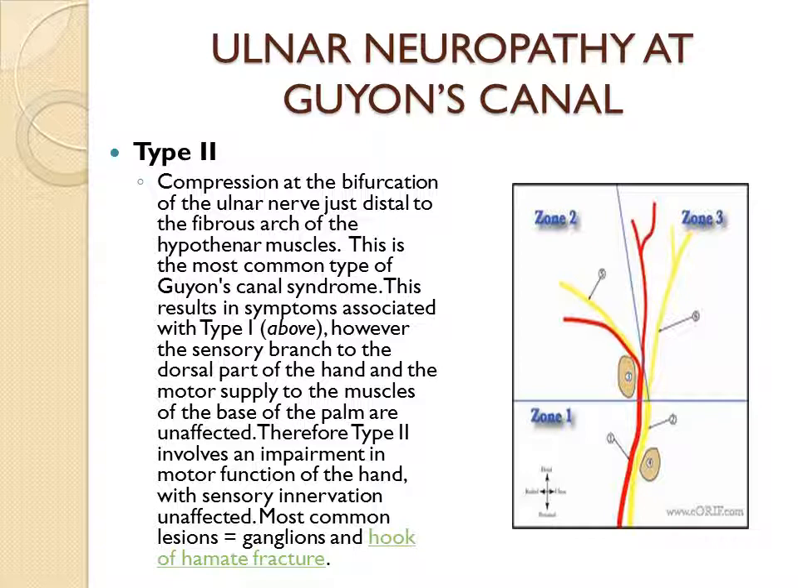ganglions. However, because of the location of the compression of the ulnar nerve, the pattern of symptoms is most predominantly motor versus sensory. So in general, sensory function in type 2 lesions is unaffected.